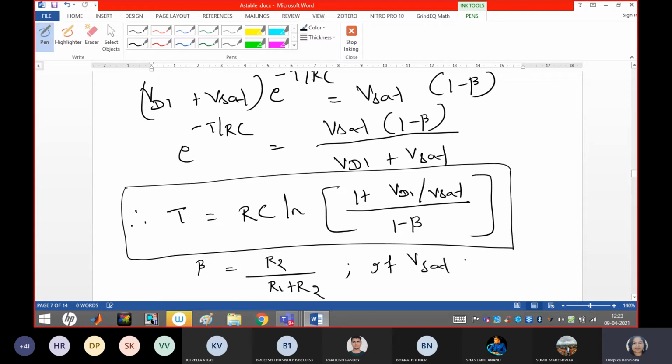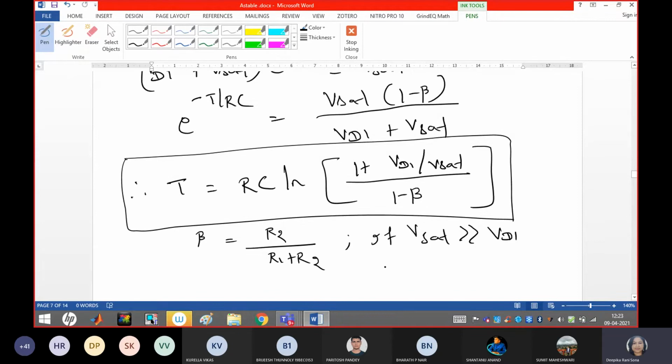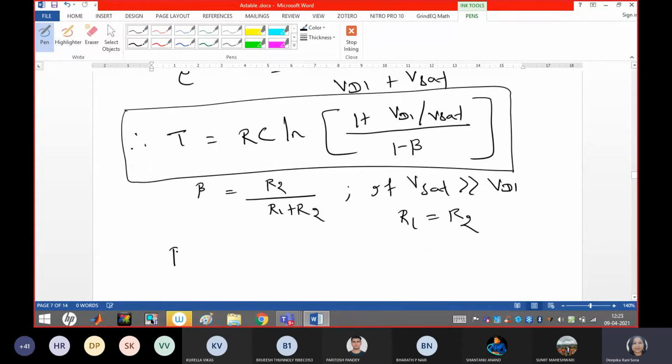So for this case, let's consider that our Vset value is very much greater than the diode voltage VD1. We know how much voltage we need to make the diode D1 forward biased, so obviously our saturation voltage is very much greater than VD1. Let's take that assumption here, and another assumption: R1 equal to R2. So if R1 equals R2, what should be the beta value, guys? It is 0.5.